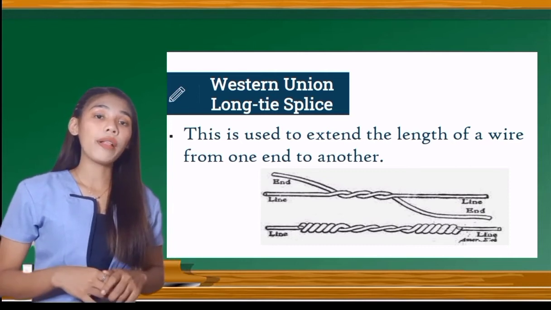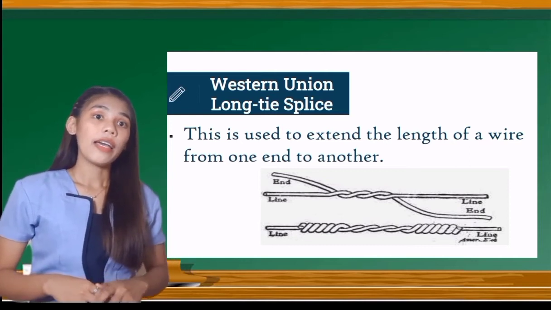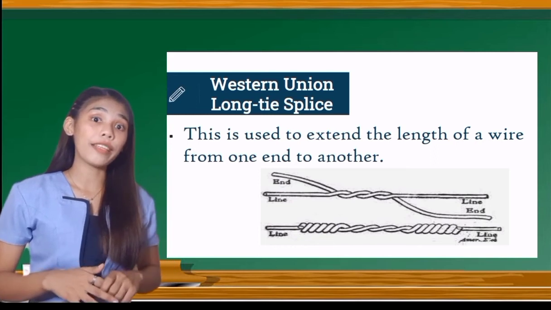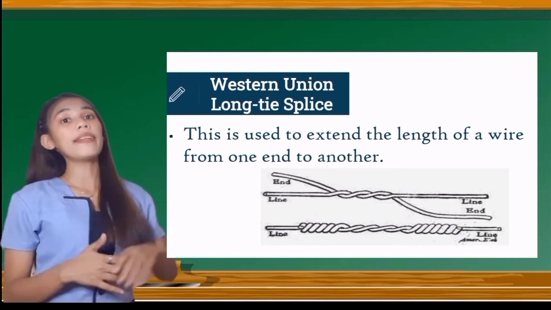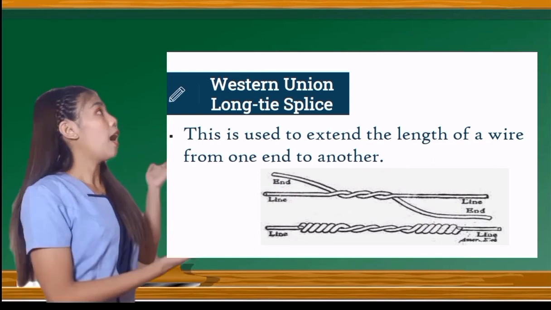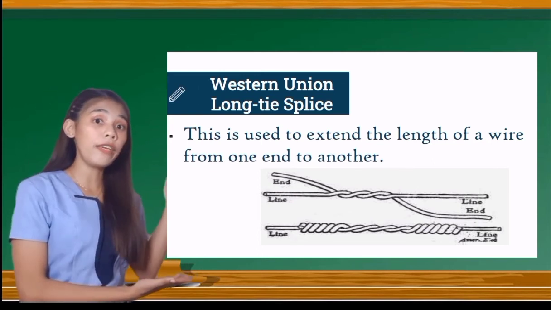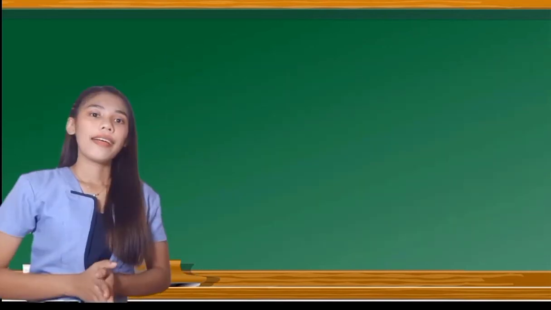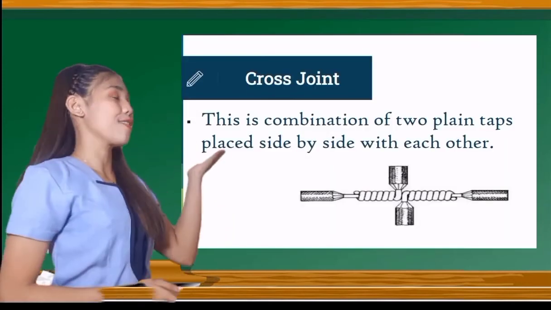It is quite similar to the short tie splice. It is also being used for interior wiring. So, Western Union long tie splice, take a look at this picture for you to be familiar. The next one is the cross joint.